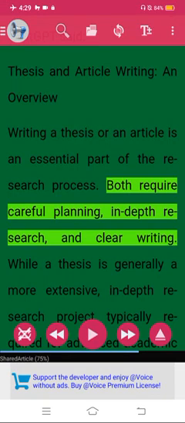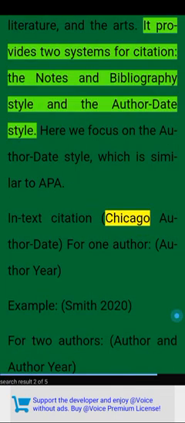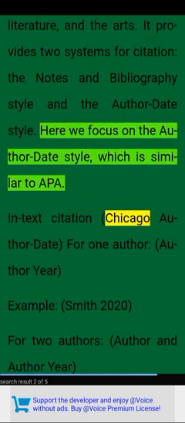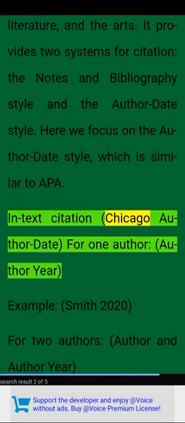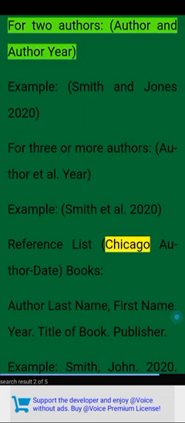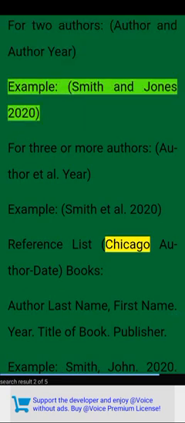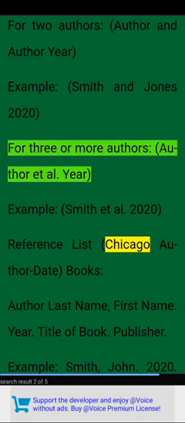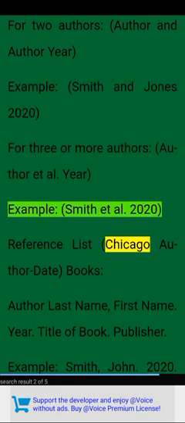The Chicago Manual of Style is versatile and used in many different fields, including history, literature, and the arts. It provides two systems for citation, the notes and bibliography style and the author-date style. Here we focus on the author-date style, which is similar to APA. In-text citation, Chicago author-date, for one author: author, year. Example, Smith 2020. For two authors: author and author, year. Example, Smith and Jones 2020. For three or more authors: author et al., year. Example, Smith et al., 2020.